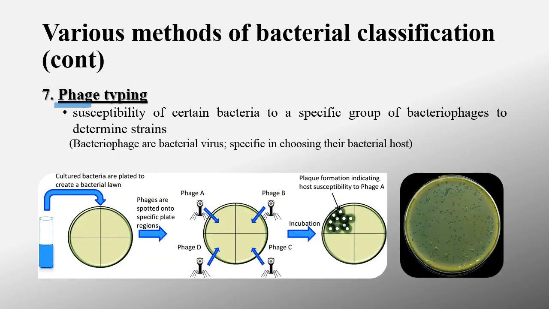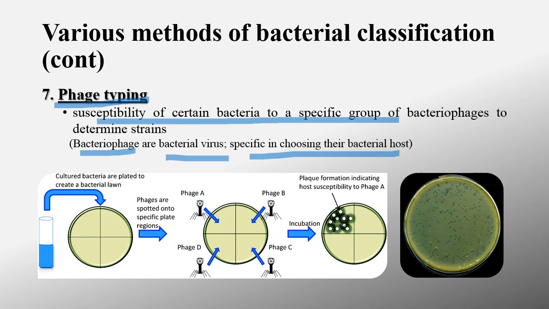Okay, the following technique is phage typing. Phage typing involves bacteriophages, which are bacterial viruses. They are very specific in choosing their bacterial host. Therefore, based on this choosing nature, we use them to study the susceptibility of certain bacteria to a specific group of bacteriophages to determine their strain.